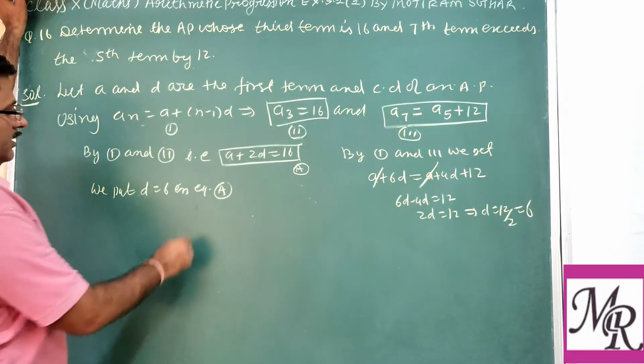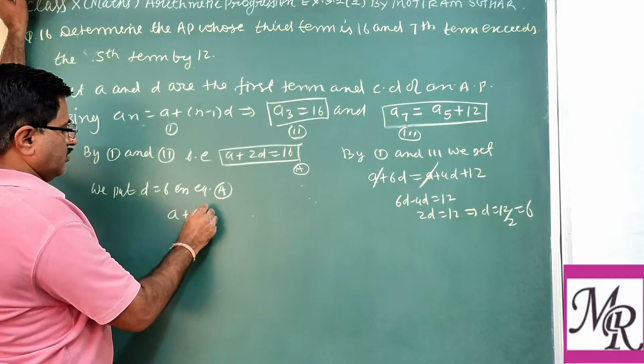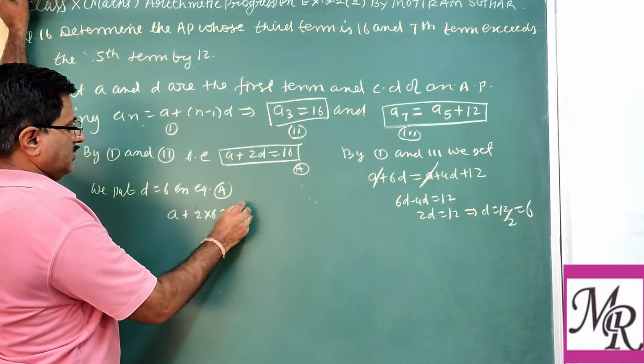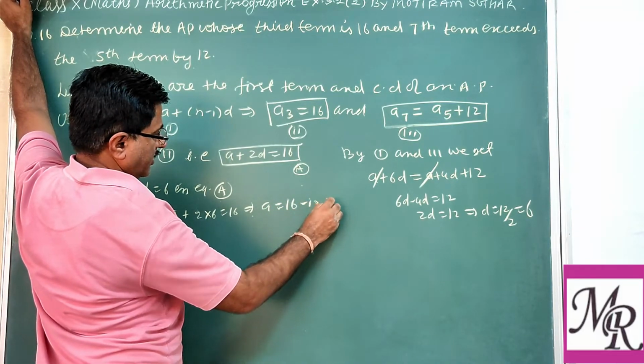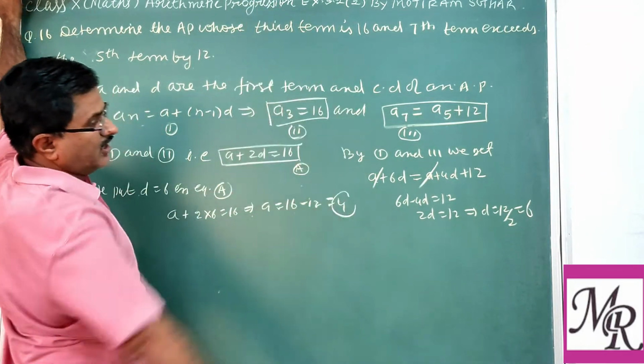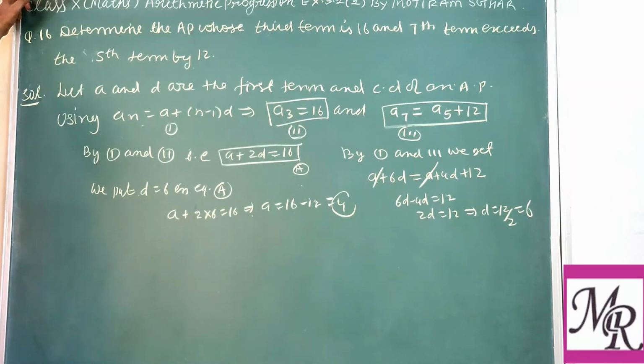So we get the value of a plus 2d equal to 16, or a equal to 16 minus 12, that is 4. So we get the first term and common difference. Now the question says you have to determine the AP.